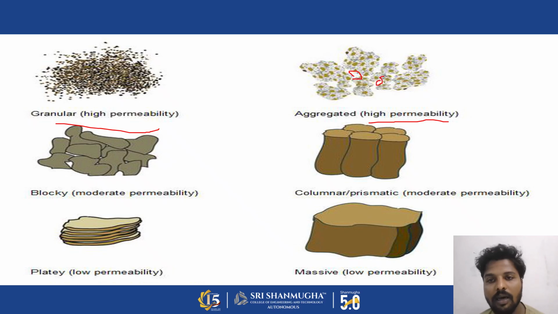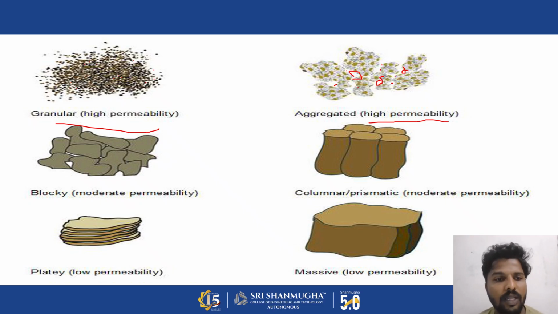You can see I'm marking here. It has pore spaces, and from those spaces air and water can move easily by gravity. Here also is a granular structure. I'm marking dots to identify the spaces between the soil particles. The white colored spaces between the particles in these pictures denote the pore spaces. So these spaces make it a highly permeable soil.